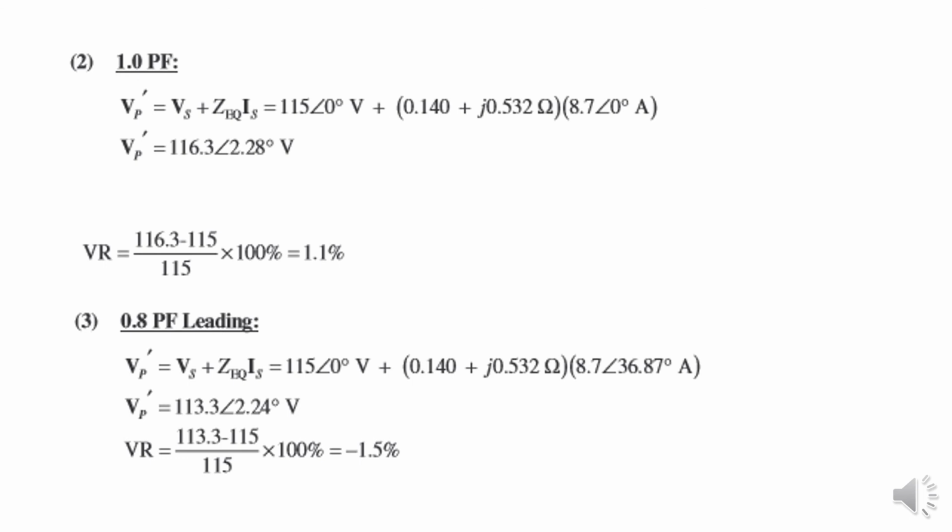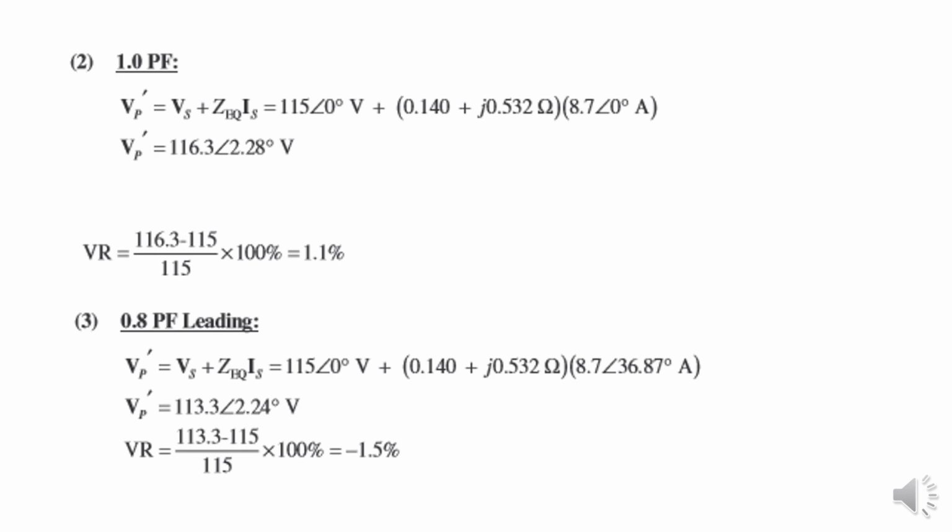Then VP dash, which means VP over A, is equal to 116.3 angle 2.28. Then again, voltage regulation is equal to no load voltage minus full load voltage, divided by full load voltage, right? So the no load voltage is VP dash, which is VP over A, 116.3 for this case, minus 115, divided by 115. So voltage regulation will be 1.1%, right?